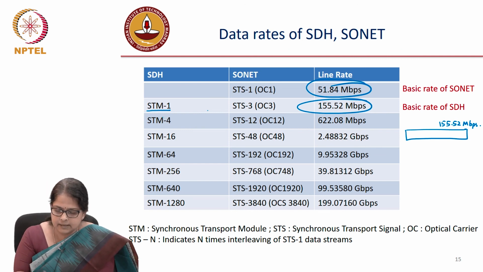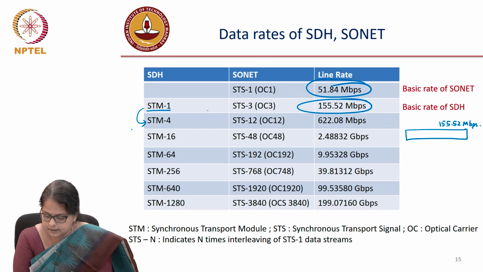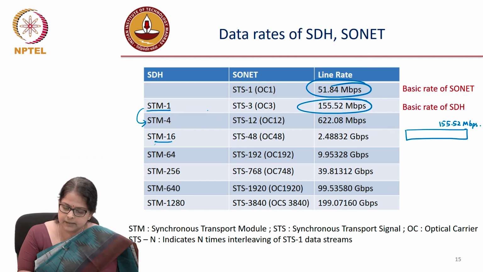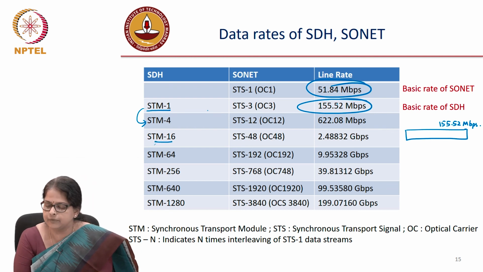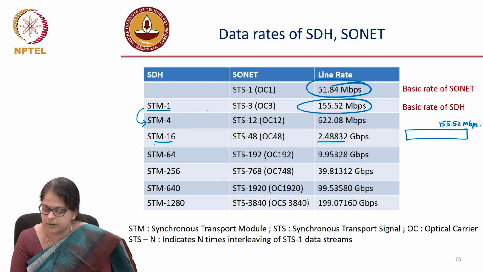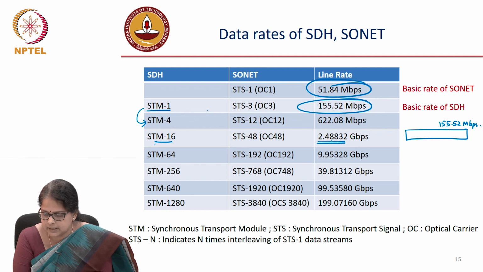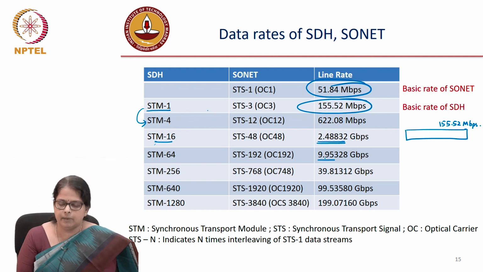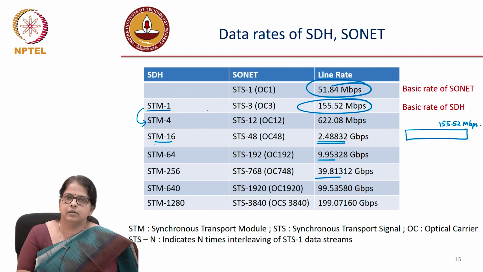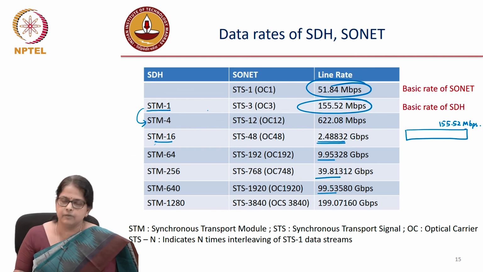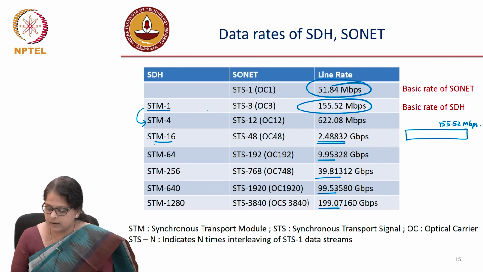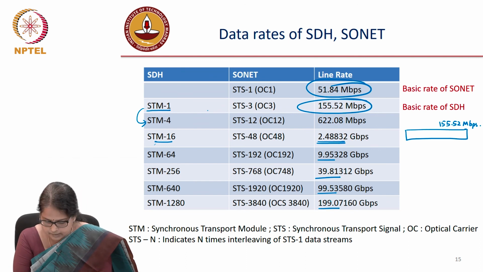STM4 would mean that this has increased by 4 times, right? So that has become 622 Mbps. STM16 would mean 16 times 155 Mbps. So that is 2.48832 Gbps, which is roughly what we are referring to as the 2.5 Gbps standard. The next standard is 10 Gbps. Then you have a standard for 40 Gbps, then you have a standard for 100 Gbps, and then you have the standard for 200 Gbps, right?